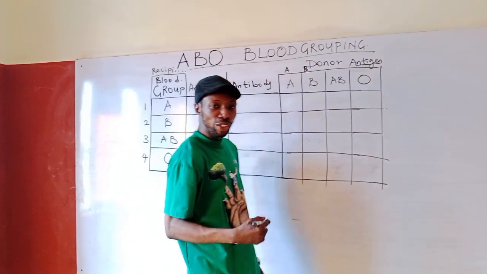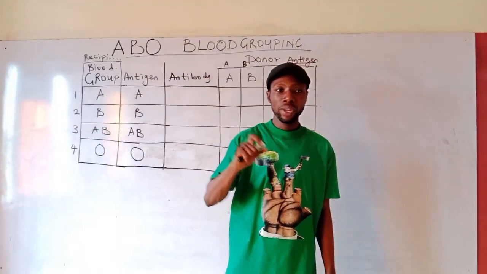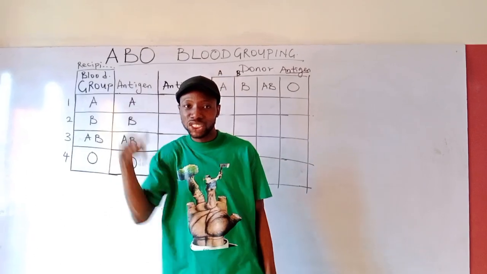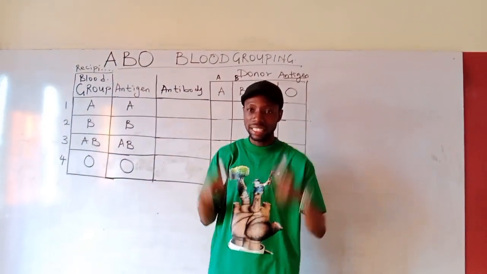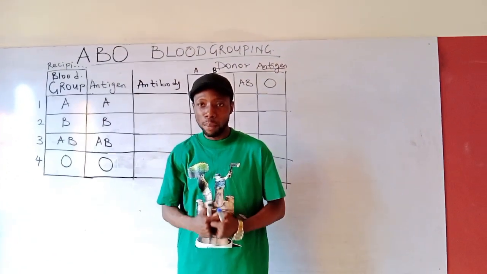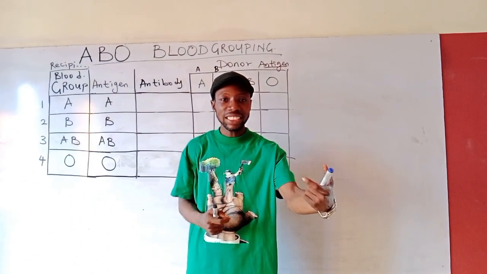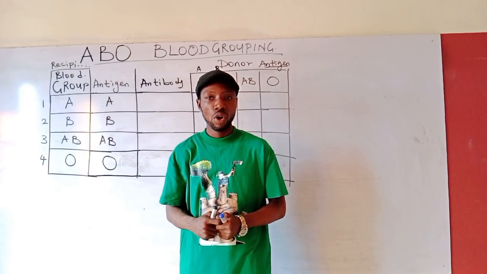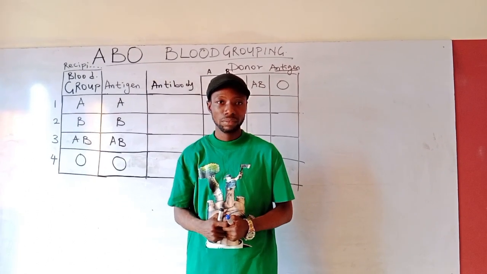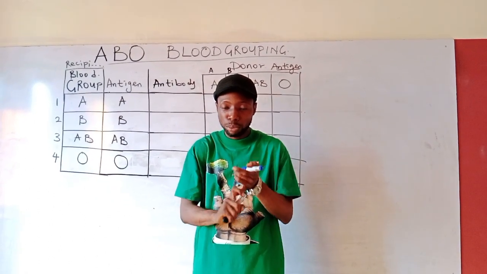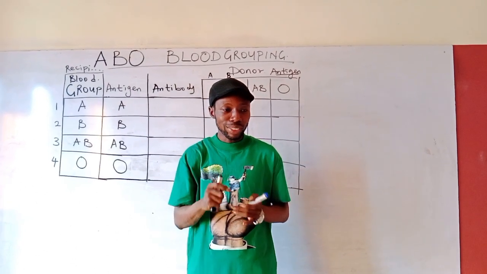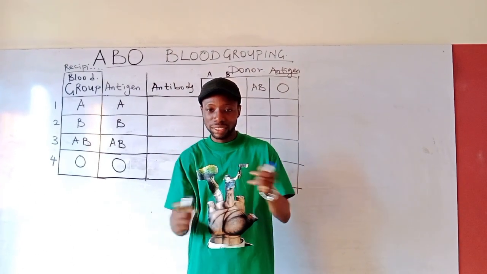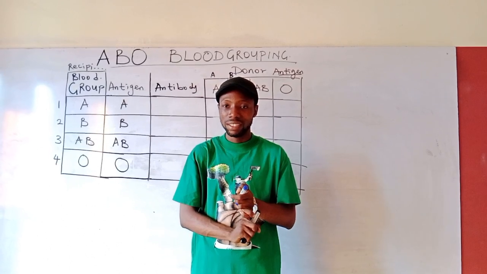So according to Landsteiner, we must not have similar antigen and antibody in the same blood. They are not compatible. The antigen will react with the antibody, and such is known as agglutination or blood clumping. The blood is going to clump because the antibody will start to see the antigen as a threat and they will react with one another.